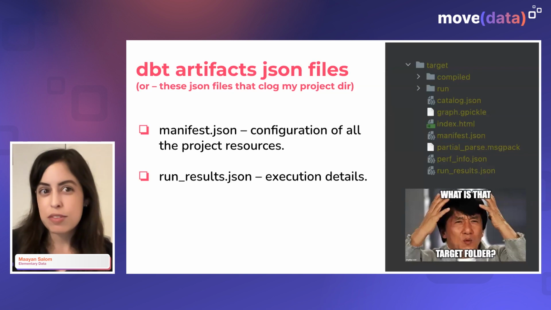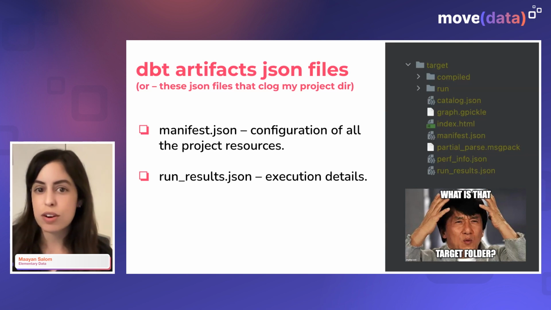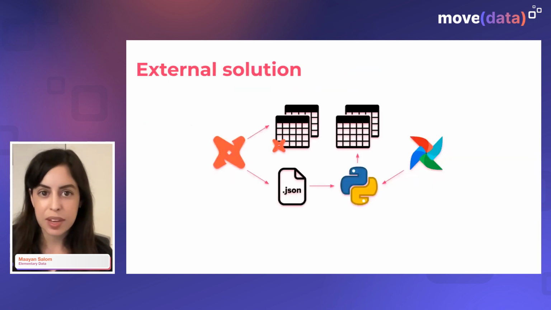Some of you might be familiar with DBT artifacts. DBT artifacts are JSON files, which are created on each of your DBT invocations. They contain the results of your runs. You can call them the logs of your project, and all of your metadata. What are your models? What are your tests? All the configuration the project has.